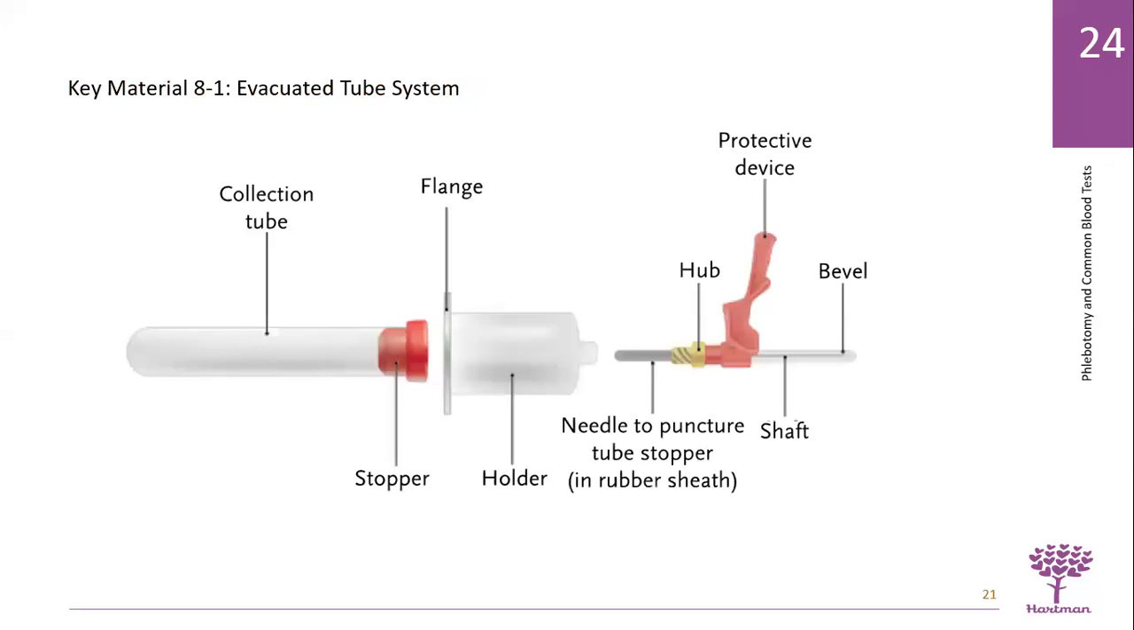Here is a picture of an evacuated tube system. You'll notice you have your collection tube on one end. That's the actual tube that you will be working with. Then you have the plastic flange, a holder. And then the other part, you have the needle to puncture the tube stopper. It looks like just a pointed area, but it actually has a needle on the inside and the rubbery part on the outside. And then you have the hub, which is the little yellow thing there, and your protective device, your shaft, and your bevel. All of these are part of the evacuated tube.